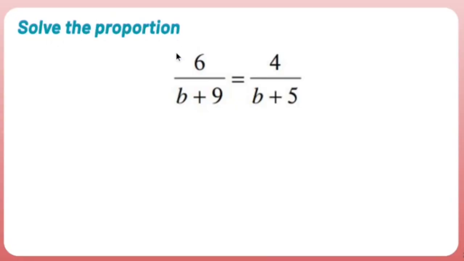Solve the proportion. A proportion is when you have one fraction equaling another fraction. When you have that, the method is very simple. Crisscross applesauce. Take any two diagonals and multiply them together.